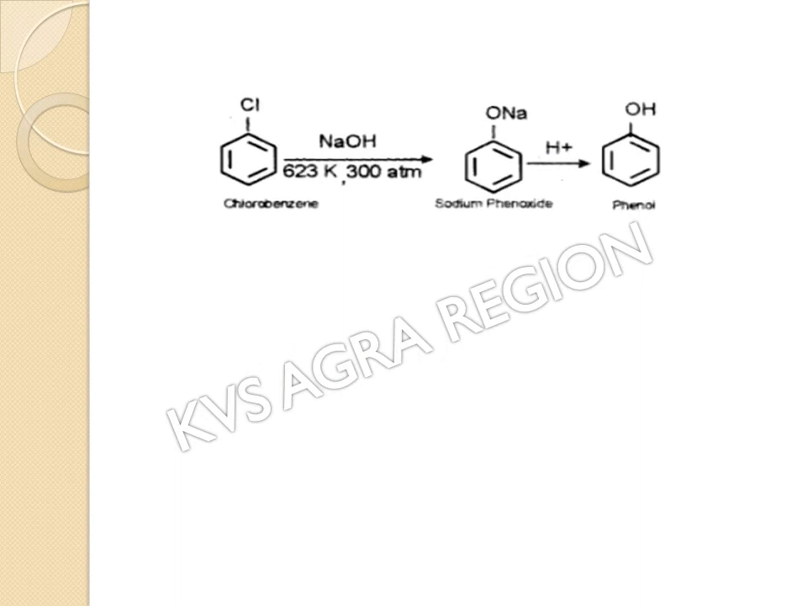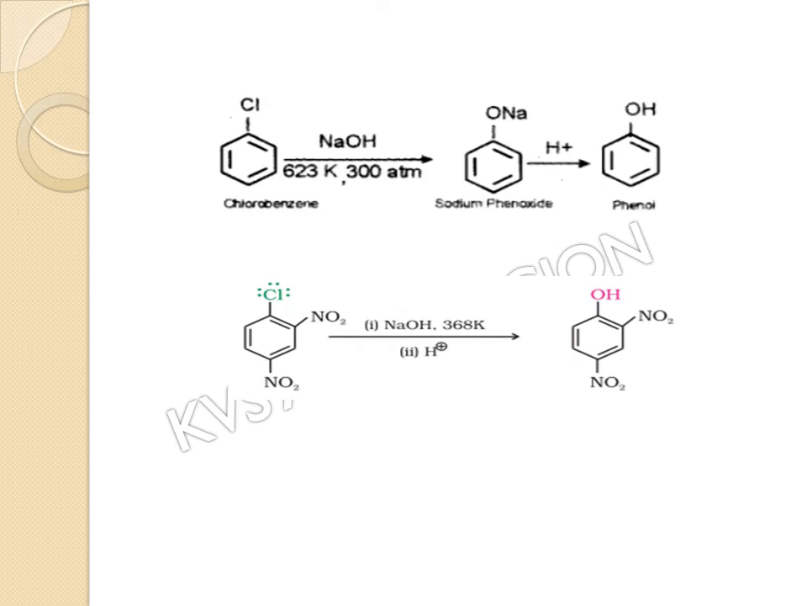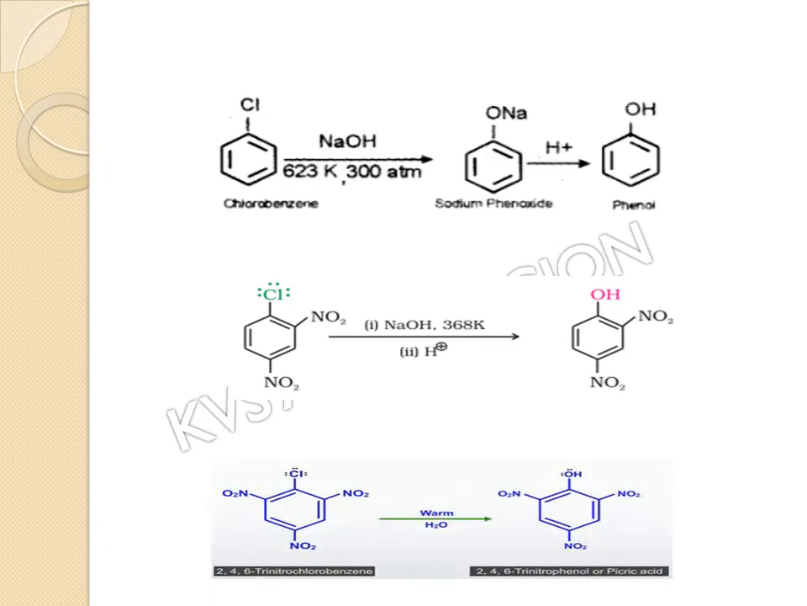However, under drastic conditions, chlorobenzene reacts with NaOH at 623 Kelvin and 300 atmosphere to form sodium phenoxide, which in presence of proton forms phenol. This is also a method for conversion of chlorobenzene into phenol. We can see dinitrochlorobenzene in presence of NaOH and acid undergoes substitution reaction. This is another example where trinitrochlorobenzene on warming with water results in the formation of trinitrophenol.